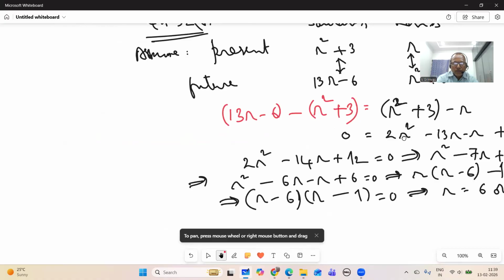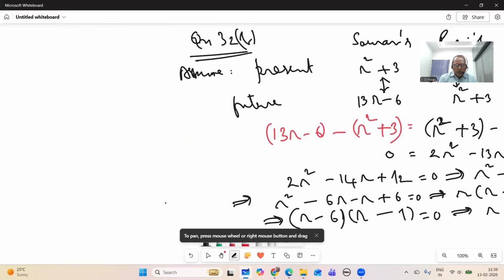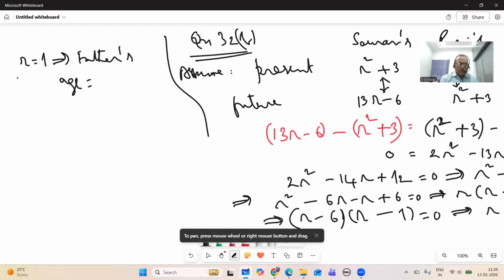We have got r equal to 6 or 1. So r equal to 1 implies the father's present age is r square plus 3, which is equal to 4. This is not allowed, because we wish the father to be at least 21 years old. That way it is not allowed.